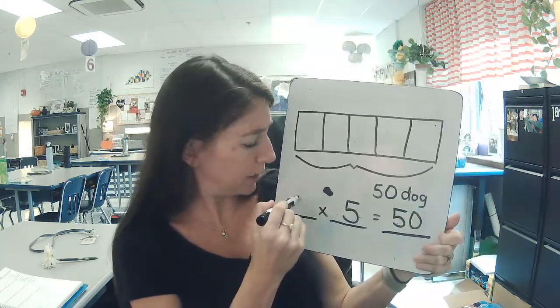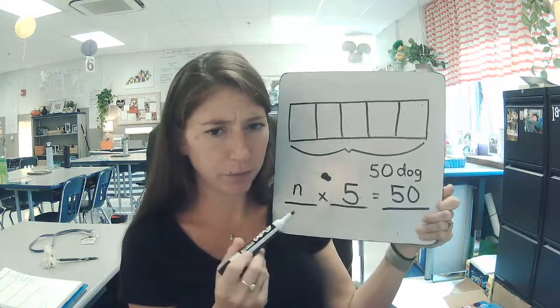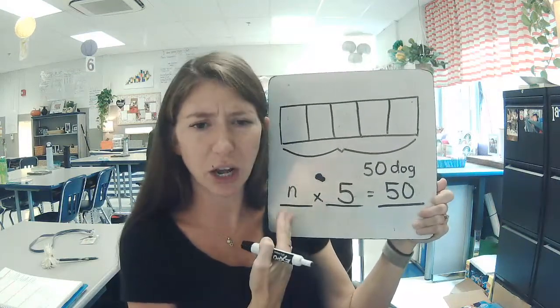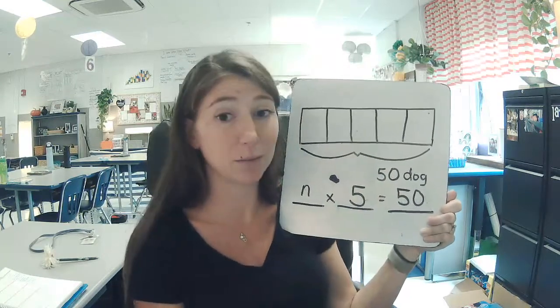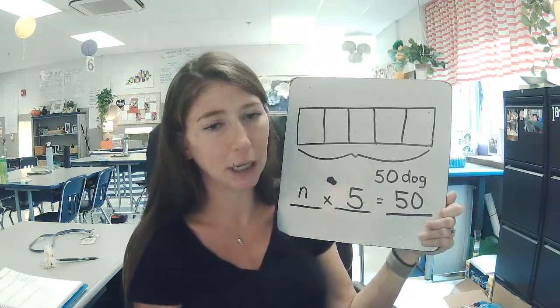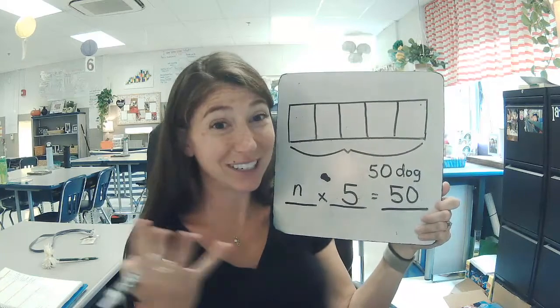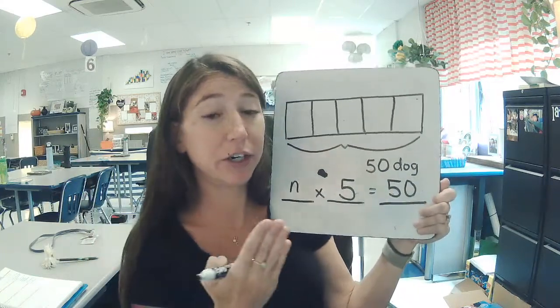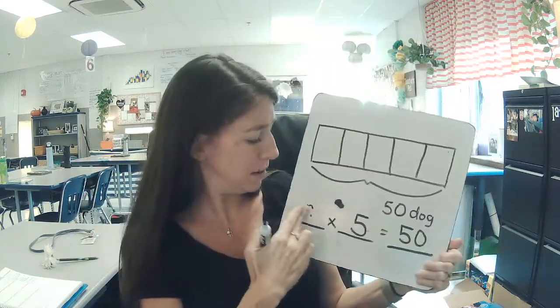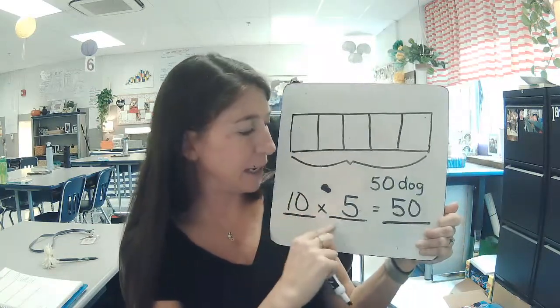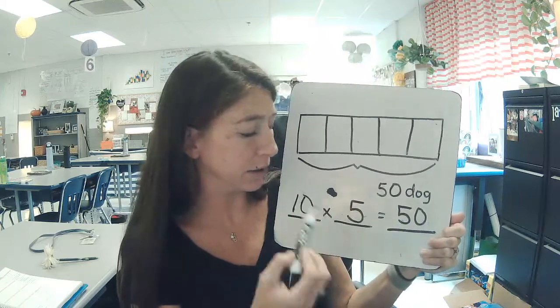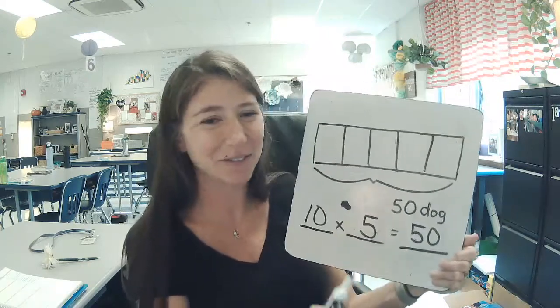Well, we've talked about this thing called a variable. The variable is the unknown. What times 5 gives me 50? Gave you guys a toughie, I know. What is it, everyone? Hopefully you're yelling 10. So 10 times 5 equals 50.